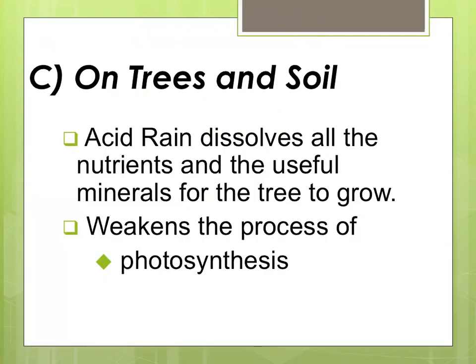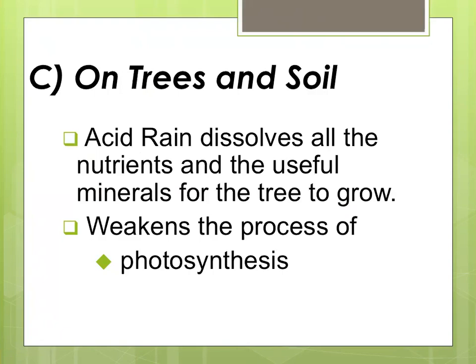On trees and the soil, acid rain dissolves all the nutrients and the useful minerals for the tree to grow. They wash out with this rainwater so that the growth of the tree will be badly affected. And this also weakens the process of photosynthesis. The acidity of acid rain can directly affect the plant leaves necessary for photosynthesis, and it makes the soils unable to sustain plants as well.